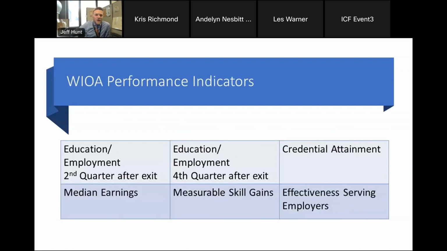Of course, we're the government. We want to know how these grants perform, and so some things that we look at in terms of performance indicators, in terms of outcomes that we want to see from our YouthBuild grants is, do those young people end up back in school or in a job after they exit the program? Do they get credentials, things like certifications, industry recognized certificates? Are they making decent wages? Are they improving their skills? And are they effectively serving employers? That's the kind of outcomes that we're looking for with our grants.